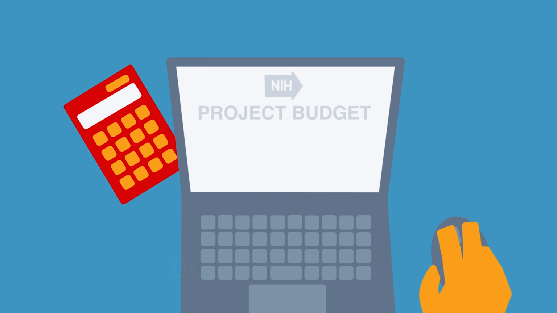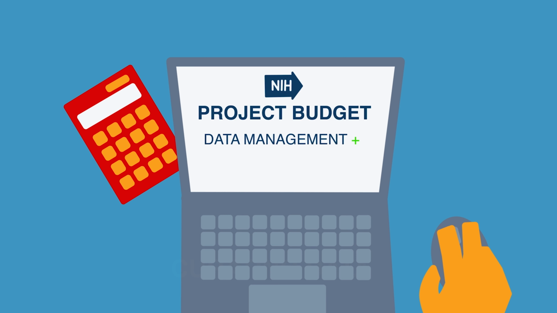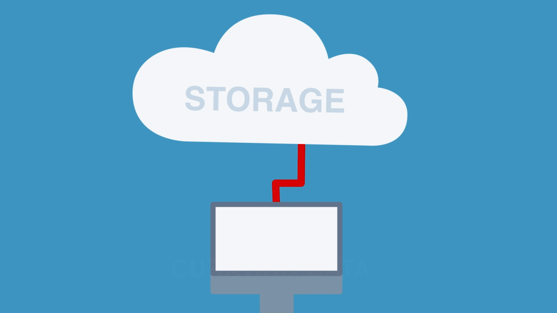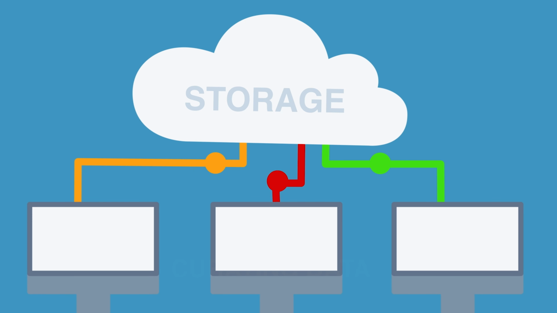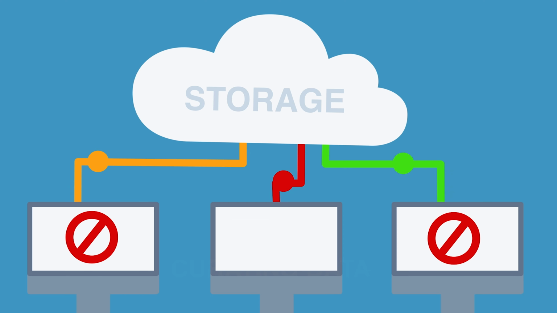First, let's go over allowable and unallowable costs. Generally speaking, NIH allows you to budget for any costs of data management and sharing that are unique to your project. For example, you could budget for buying cloud storage for your project. However, if the cloud storage you buy would be used for many different projects, that is considered an infrastructure cost and is not allowed in the grant.